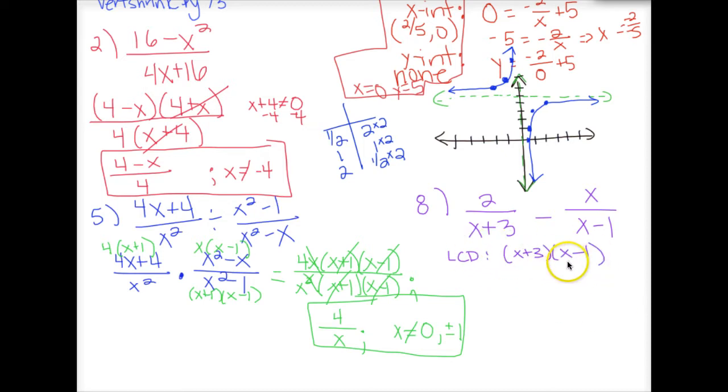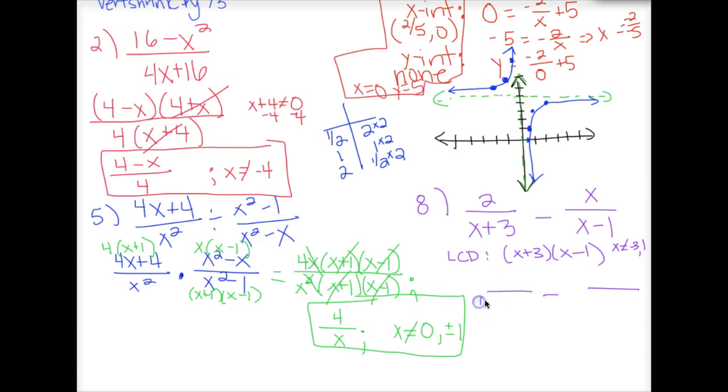I've identified my LCD. Also, I can, if you want, go ahead and identify my restrictions here. X can't be negative 3 and x can't be 1. Again, if you want to wait till the end, that's fine, as long as you remember to check all your work. So now I have to do fraction conversion.